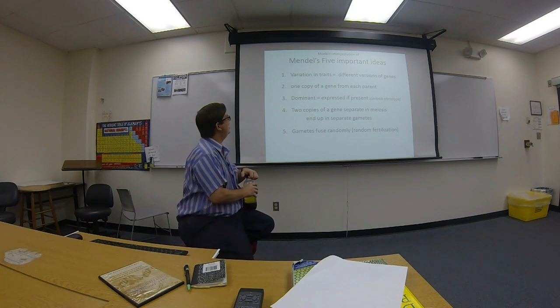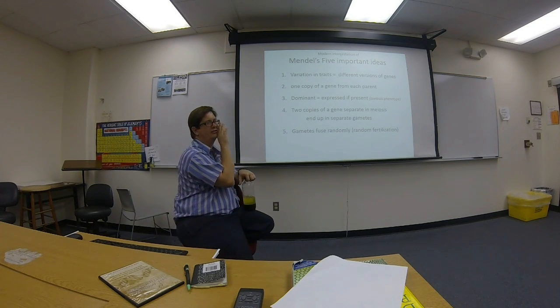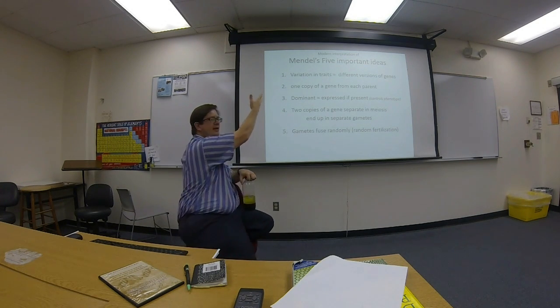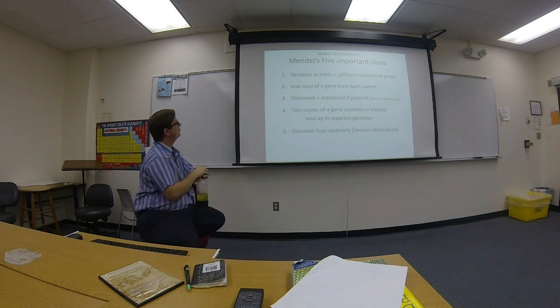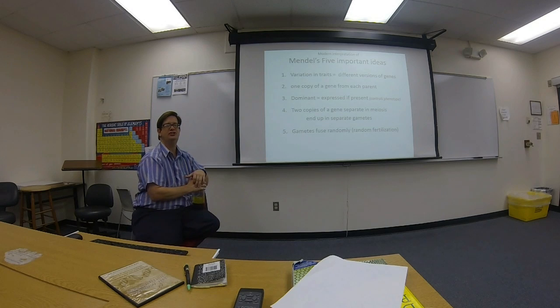So Mendel had 5 big ideas. These were new ideas to him. Of course, nobody noticed them for 30 years, but they were big ideas. All right, so Mendel's important ideas. There's a variation in traits. There are different versions of a gene.